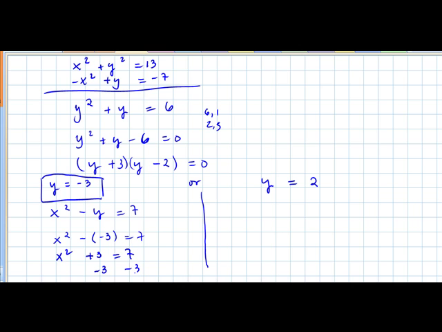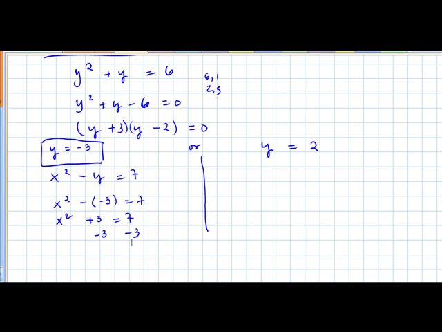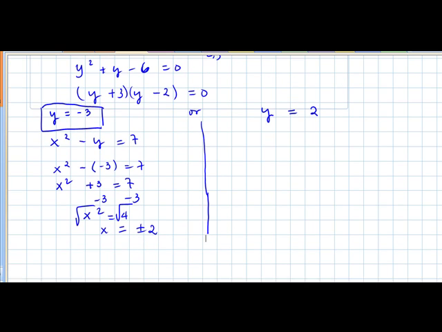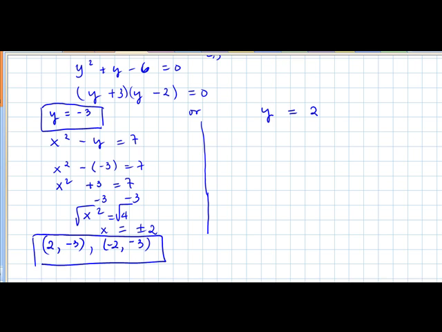To solve for x, I subtract 3 from both sides. Then I have x squared equal to 4. Take the square root of both sides, therefore x equals plus or minus 2. So now I have two solutions when y equals minus 3: 2 comma minus 3 and minus 2 comma minus 3. These are my first two solutions.